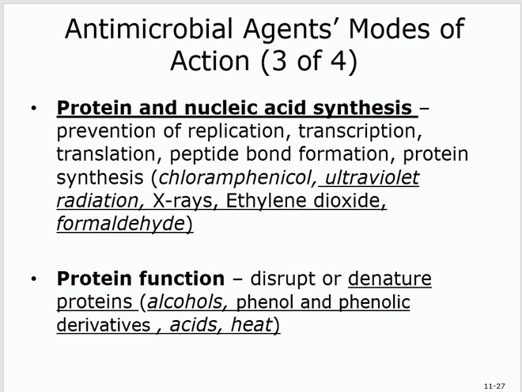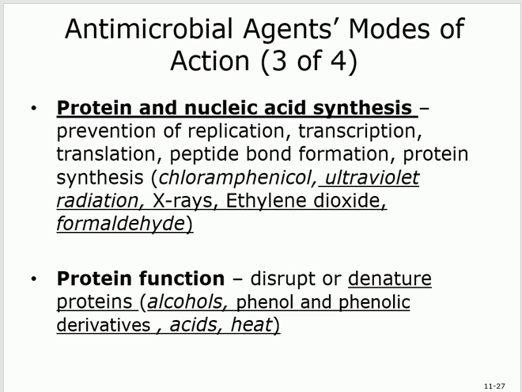How exactly does it work? I think I'm being very specific here, right? How does it work? Phenol, phenolic derivatives, they work on the membrane. Alcohol works on the wall. This is one. And nucleic acids: radiation, ultraviolet radiation, X-ray, ethylene dioxide, and formaldehyde. You have to remember these agents. I can ask you about each one of those. How does the formaldehyde work? How does the ethylene dioxide work? How does the X-ray work?